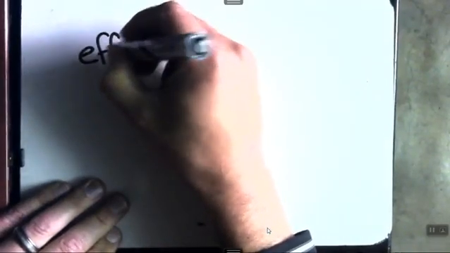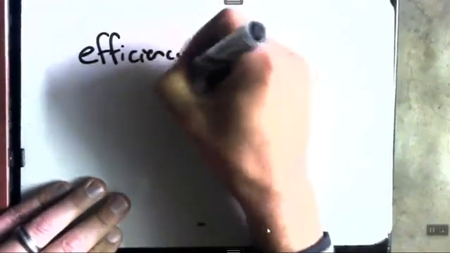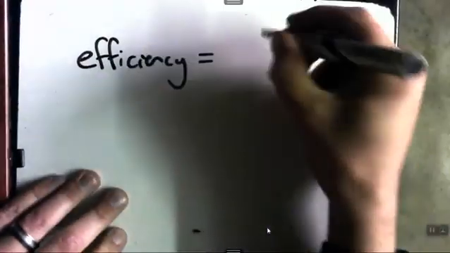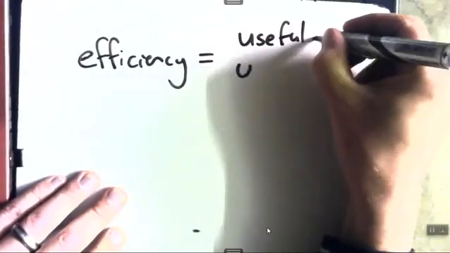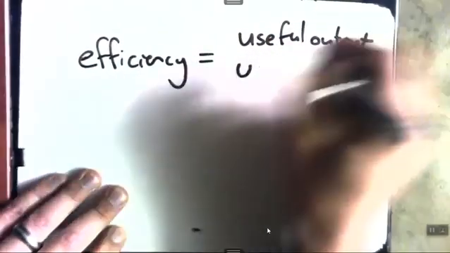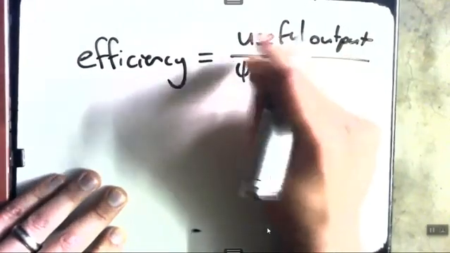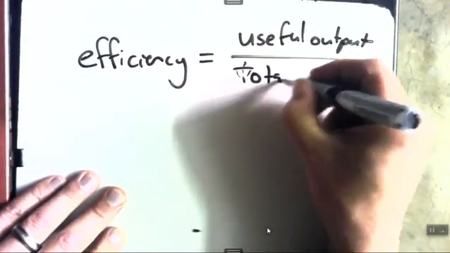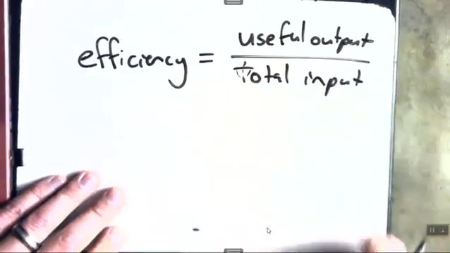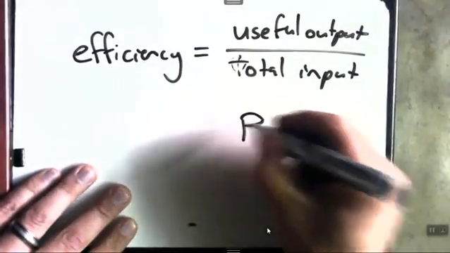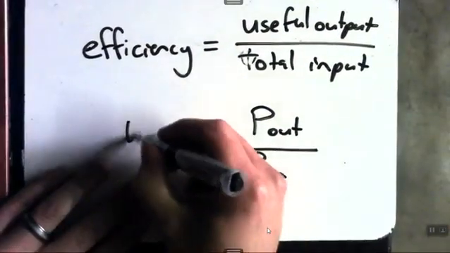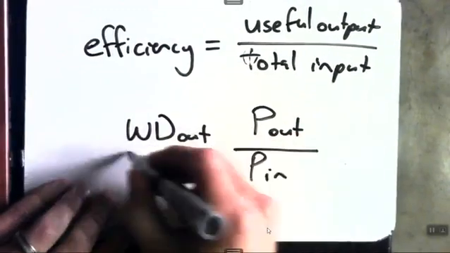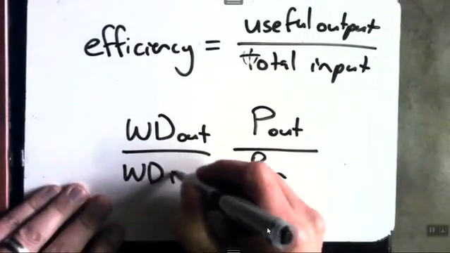The last thing, the fourth thing that we're looking at, is the efficiency. And the efficiency is always the useful output over the total input. Okay, so that can be the power out over the power in, or the work done out over the work done put in.